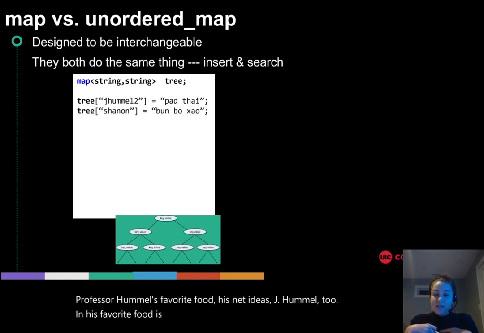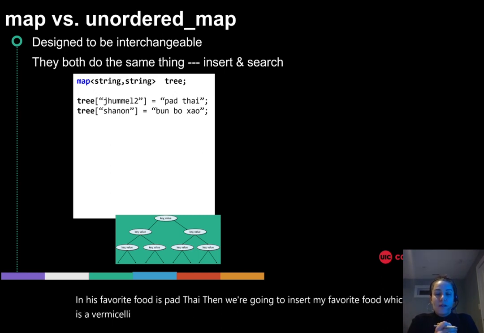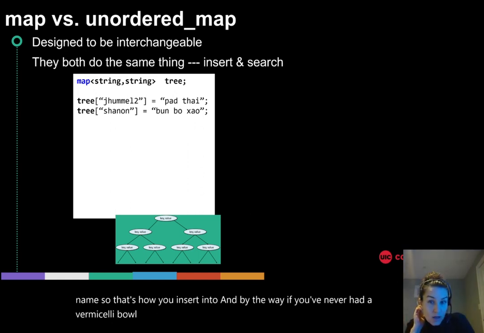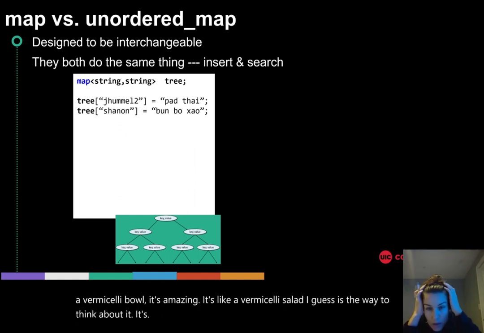Then we're going to insert my favorite food, which is a vermicelli bowl, bun bo cha. And my net ID is just Shannon. It's just my first name. So that's how you insert into it, and by the way, if you've never had a vermicelli bowl, it's amazing. It's like a vermicelli salad, I guess is the way to think about it. It's so yummy.